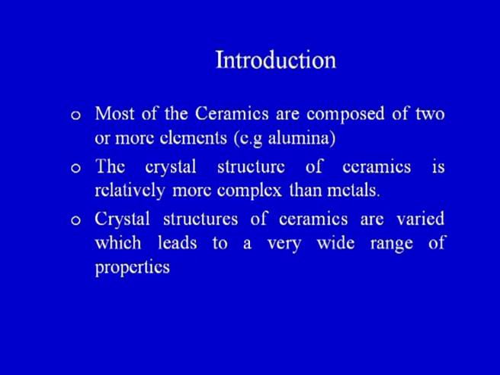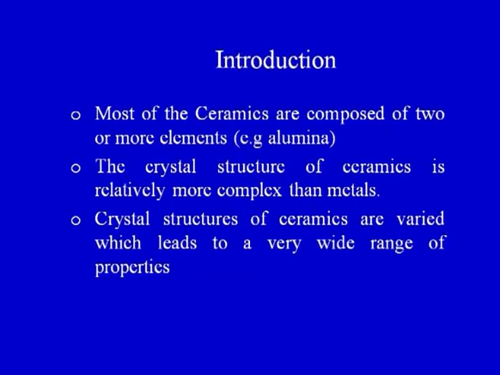Now most ceramics are composed of 2 or more elements. For example, in alumina we have aluminium and oxygen. Since most ceramics are composed of 2 or more elements, the structure of ceramics is quite complex compared to that of metals. So the crystal structure of ceramics is relatively more complex than that of metals because of the presence of 2 or more elements in the ceramic.